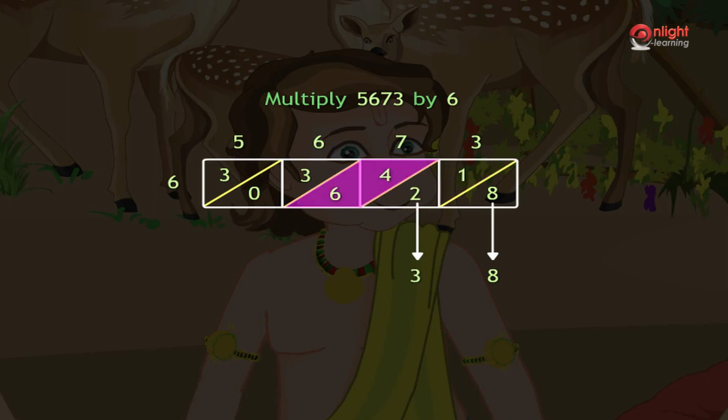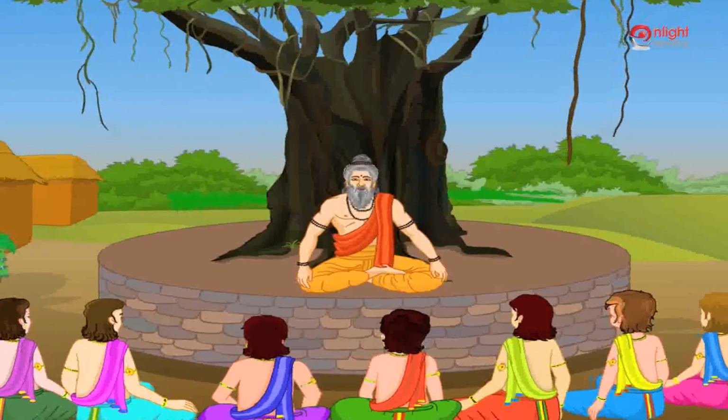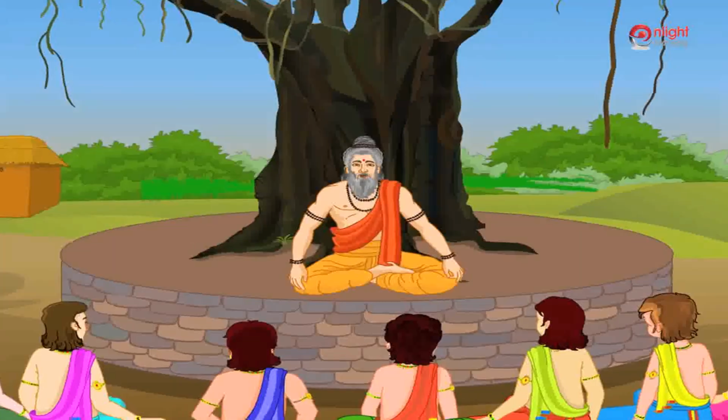Next numbers along the diagonal are 6, 4. Adding we get 10. So we regroup and write 0 down and carry 1 to next diagonal. The next numbers along the next diagonal are 1, 3, 0. Adding, I get 4. The left out number along the next diagonal is 3. So write down 3. So the product is 34,038. This is called the lattice method of multiplication.